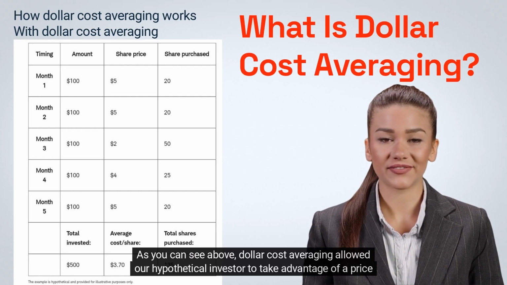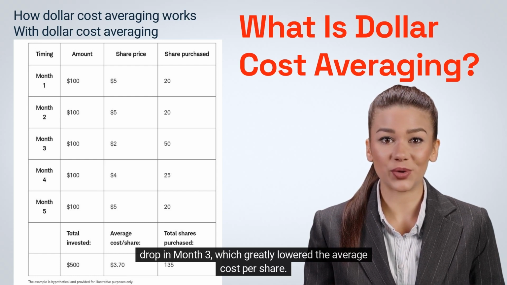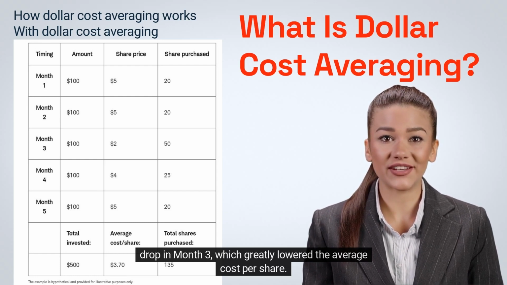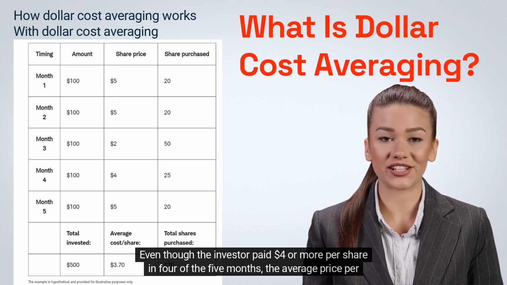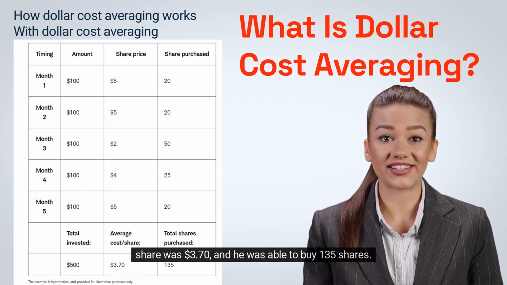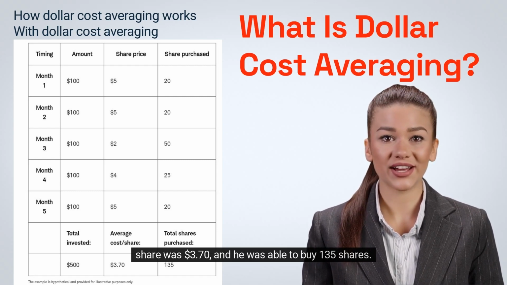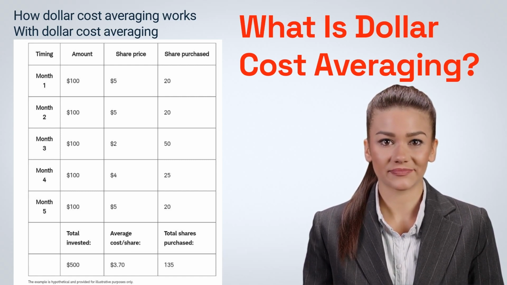As you can see above, dollar cost averaging allowed our hypothetical investor to take advantage of a price drop in month 3, which greatly lowered the average cost per share. Even though the investor paid $4 or more per share in 4 of the 5 months, the average price per share was $3.70. And he was able to buy 135 shares.